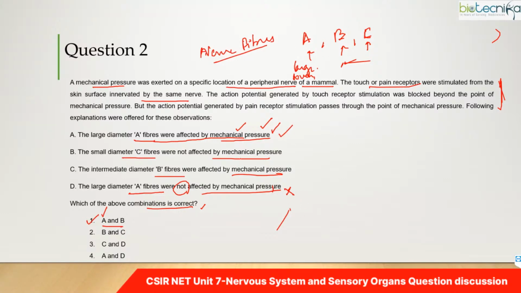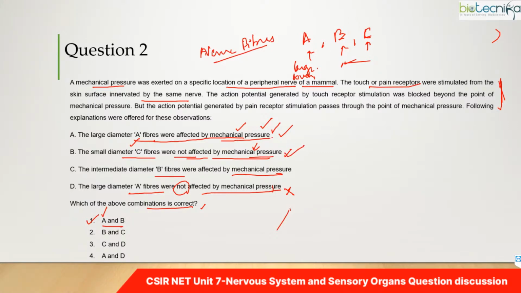Now let's see B. B says the small diameter C fibers were not affected by mechanical pressure. Let me tell you the characteristics of C fibers. They are definitely small diameter. They are the smallest. They do get affected by mechanical pressure, but it is very little, so it is not their major characteristic. That is why this statement is correct. They were not affected by mechanical pressure because they will be only slightly affected. It's not their major characteristic. That is why the B statement is correct.